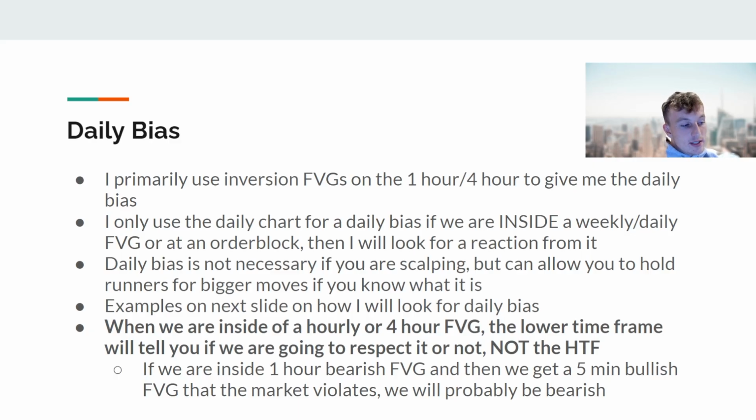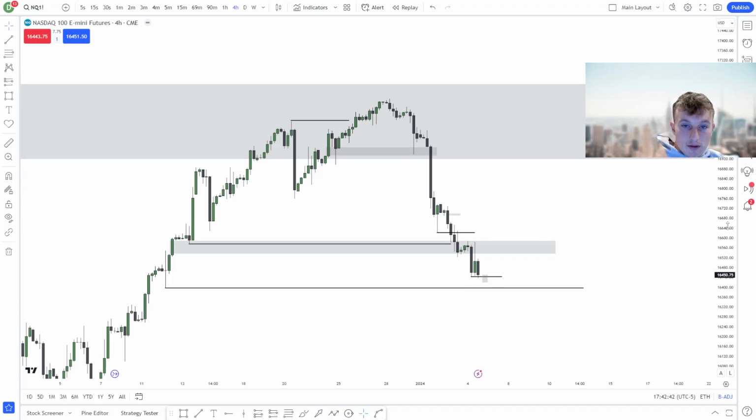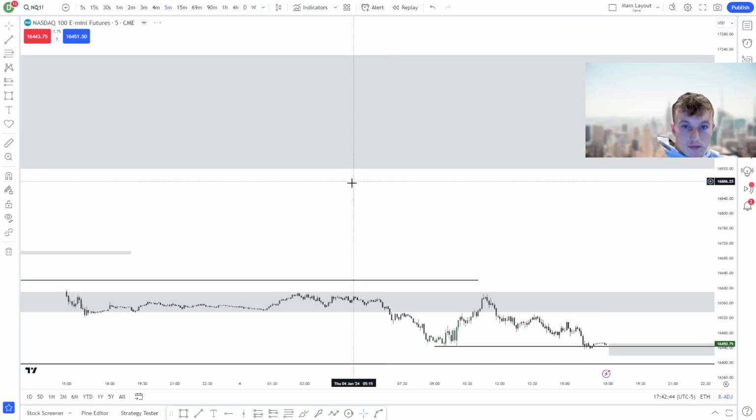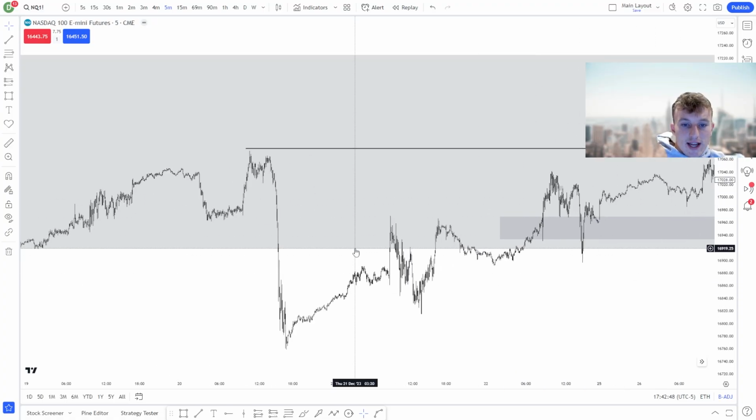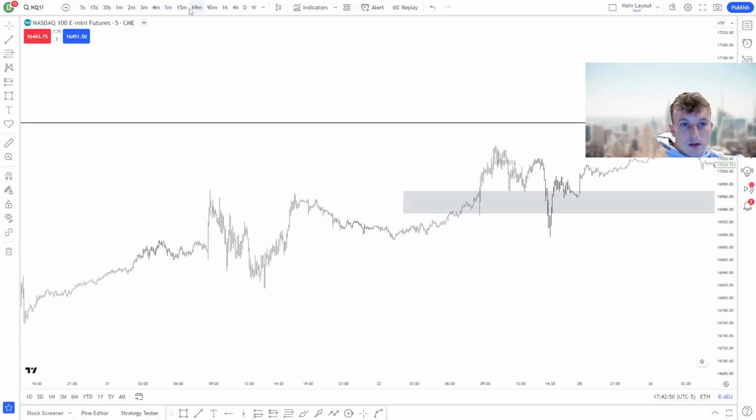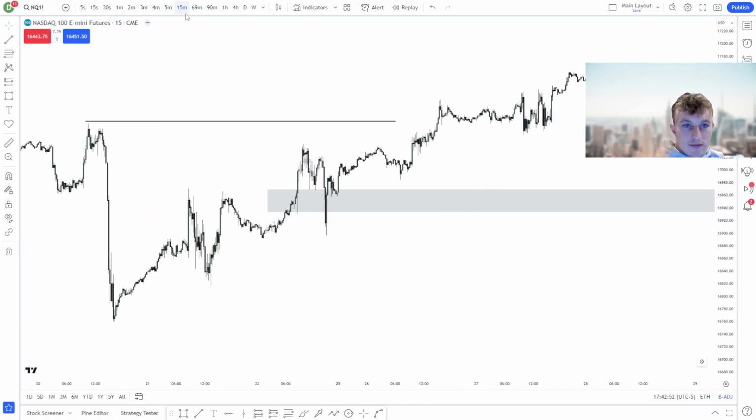So in this example up here, this is a great example from a couple weeks ago. I think this was 2 weeks ago. We had a very obvious inversion here.